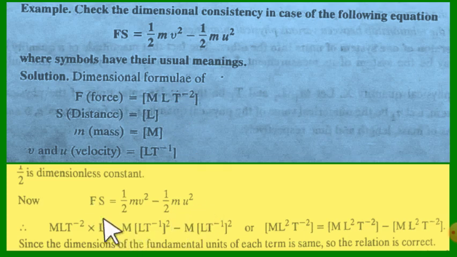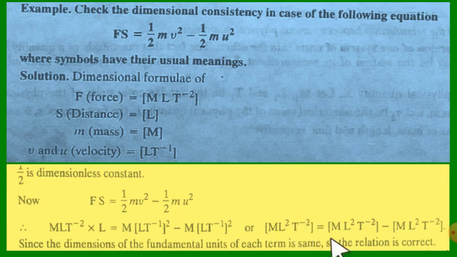Now we see that the left hand side is force into distance, and the right hand side will be that of the velocity and the mass. But half is a constant, so we have no dimensions for it, and we are not writing it. Now let's see the length: L into L will be L square.